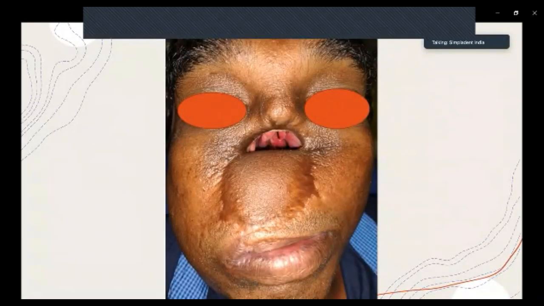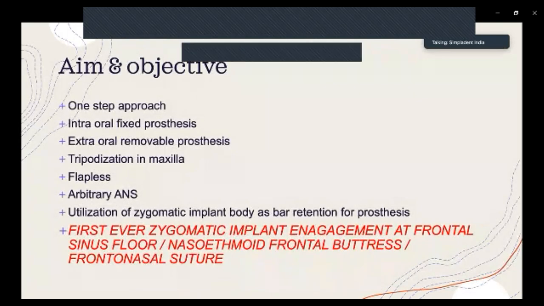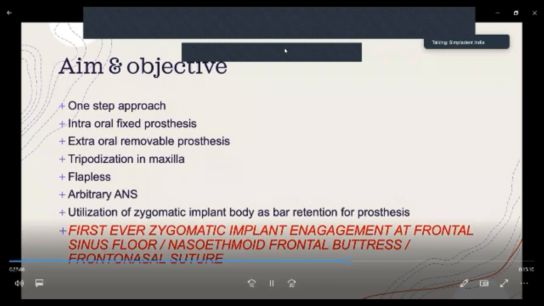So how did we start? First of all, we had to do the debulking procedure because we had to prepare the prosthetic bed. There was too much bulk because of the flap that got mobilized to the maxilla. So our aim or objective was a one step approach. Intraoral fixed prosthesis, and to give extraoral removable prosthesis.